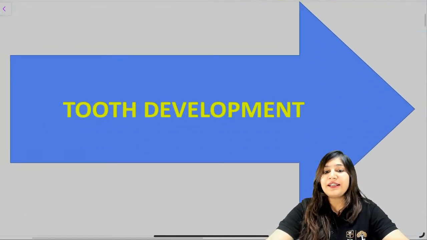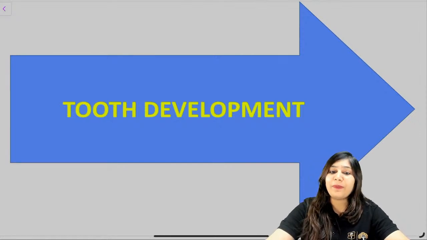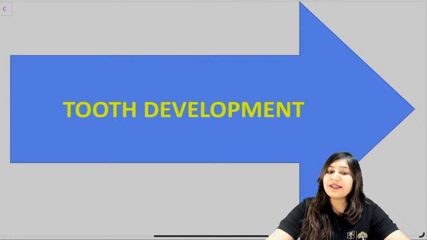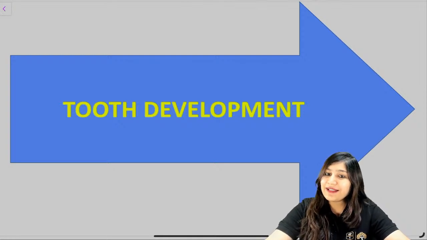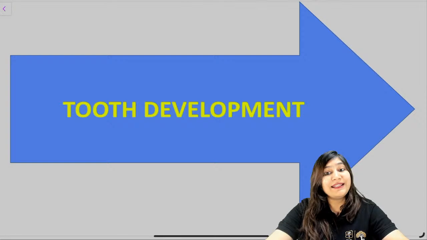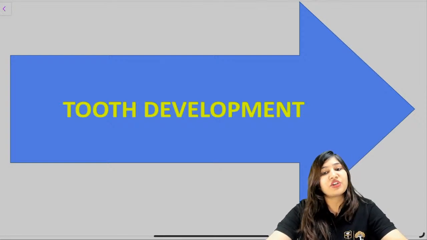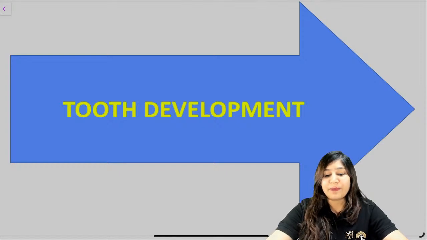So let's start with our most basic topic, that is tooth development. You will definitely get a question from tooth development, whether it is your university exam, your INICET exam, or your NEET exam. You always get a question from this topic. So be thorough with this topic.